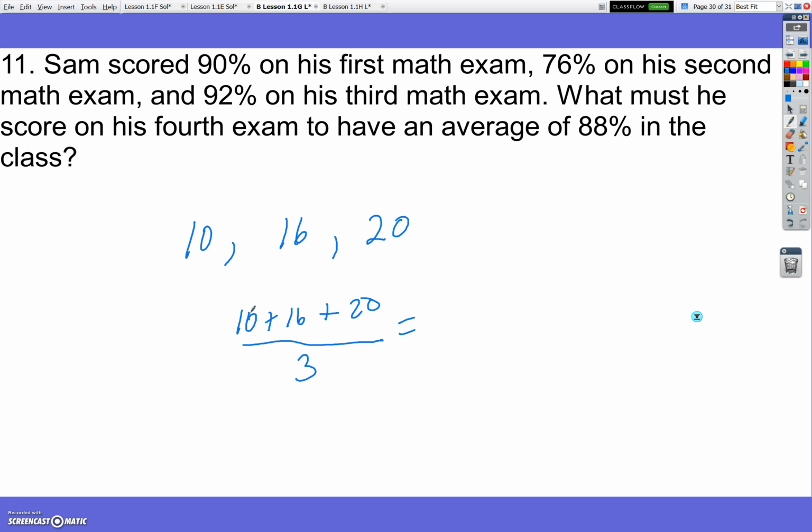So when I add these up, 10 plus 20 is 30. 30 plus 16 is 46. I'm going to have 46 over 3. So then when I divide these, my average is going to be 15.3 points per game. That is how you find average. Now that we know that, we can go ahead and look at this problem.